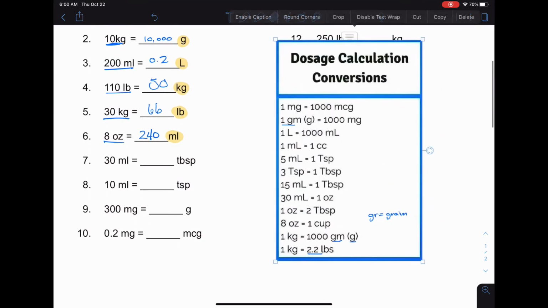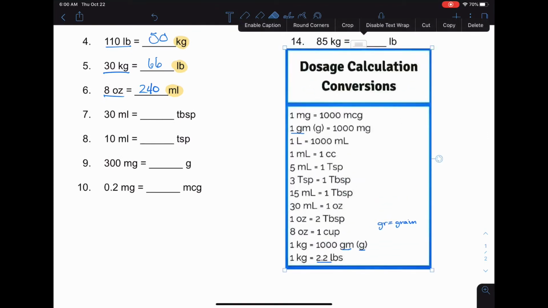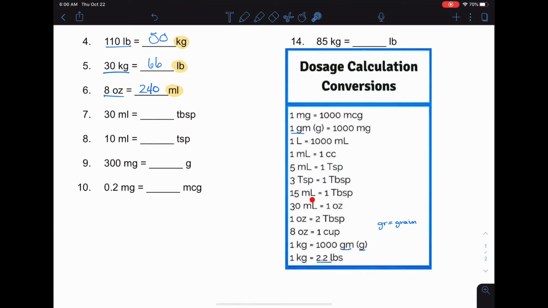Number 7. Move this up just a little bit. Number 7, 30 mils equals how many tablespoons? So we're going to look over here on our chart and see if we have anything that gets us from mils to tablespoons. We see right here, 15 mils is equal to 1 tablespoon, so that's what I'm going to use. And we're working towards tablespoons, so that's what I'm going to put up top. That's what I'm going to start with. Okay, so 1 tablespoon is equal to 15 mils.